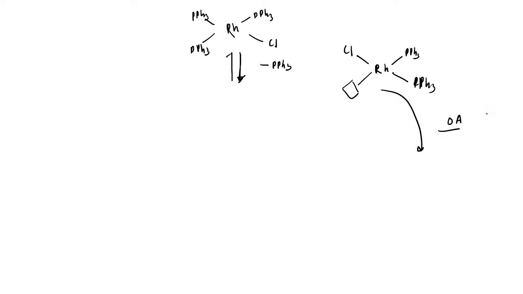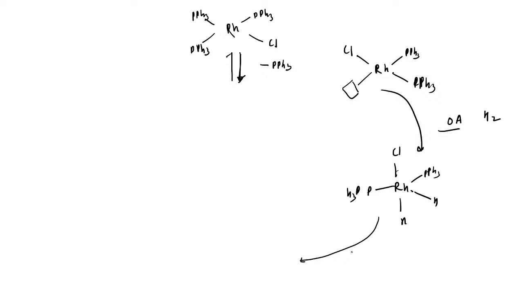So what's going to happen? H2 will add on this rhodium. So PPh3 and then we have chlorine, and then H2 will add on this group, and you have PPh3. So this is nothing but oxidative addition. You can see there's change in coordination number and oxidation state.